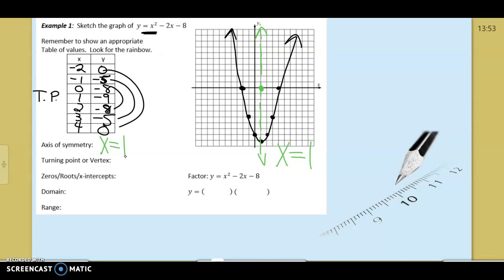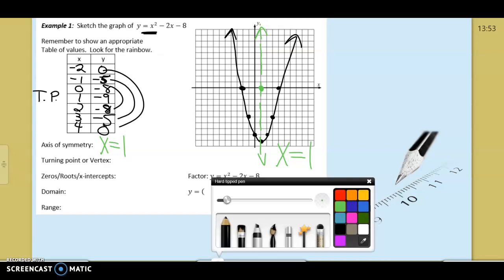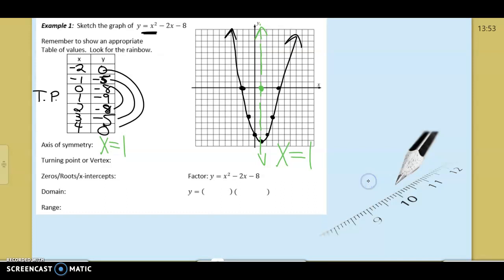Next up is the turning point. I'm going to try to color code my notes today so it makes more sense. We've already identified it in the table, but it looks like this in the graph. So it's that very bottom point where everything took a turn. So in terms of a point, it is 1, 9.